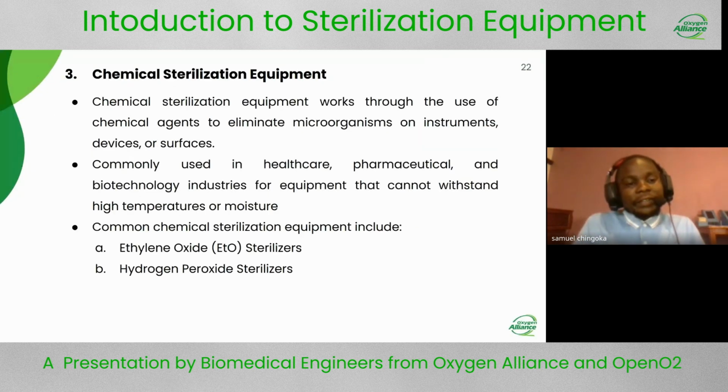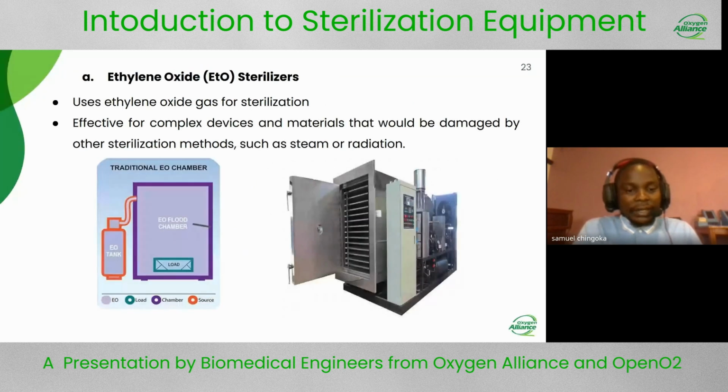Coming to our final category, which is chemical sterilization equipment. Chemical sterilization equipment works through the use of chemical agents to eliminate microorganisms on surfaces and devices. It is commonly used in healthcare, pharmaceutical, or biotechnology industries for equipment that cannot withstand high temperatures or moisture. The common chemical sterilization equipment include ethylene oxide sterilizers and hydrogen peroxide sterilizers.